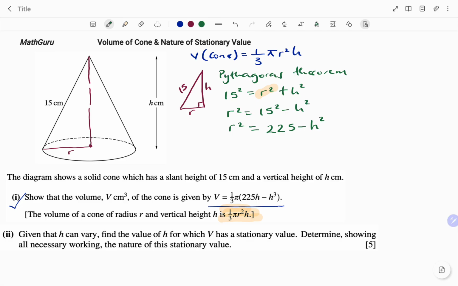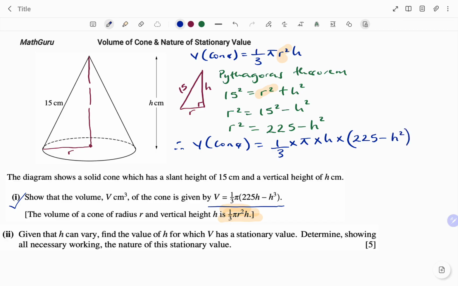I'm not going to find the square root of both sides to find r, because I can see from my equation that the volume is a third pi r squared height. So I already have the value of r squared. Substituting for r squared, I have the volume V of the cone equals 1 over 3 times pi, times my perpendicular height h, times, in a bracket, 225 minus h squared.